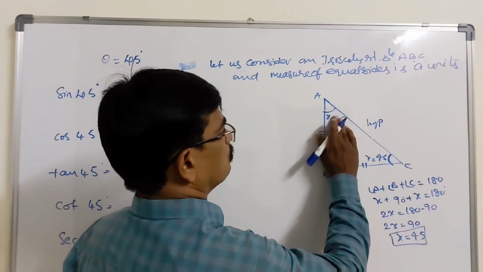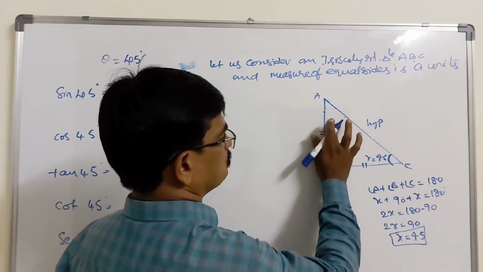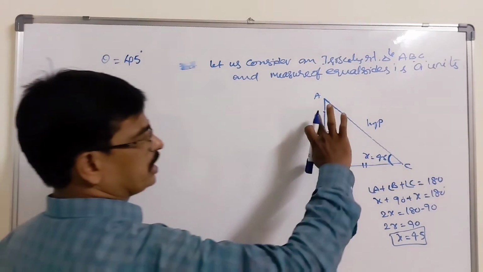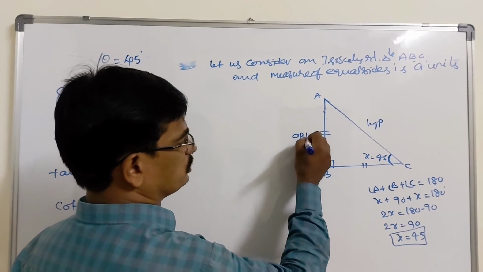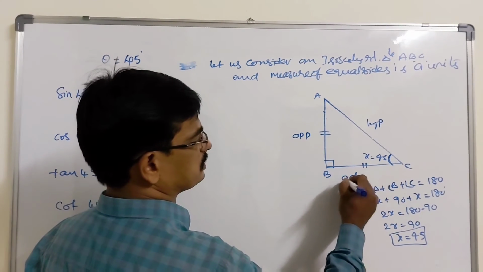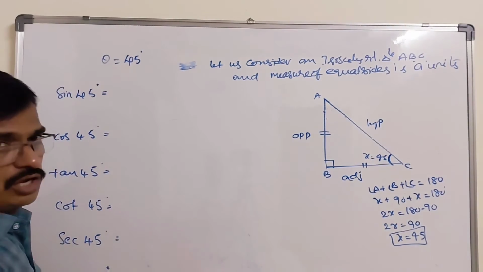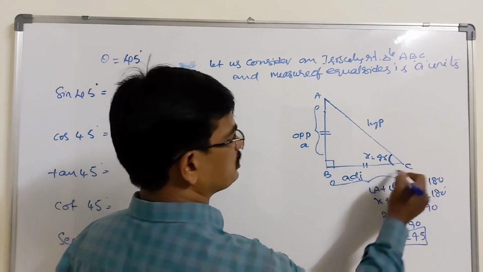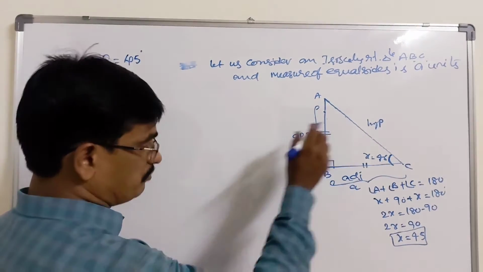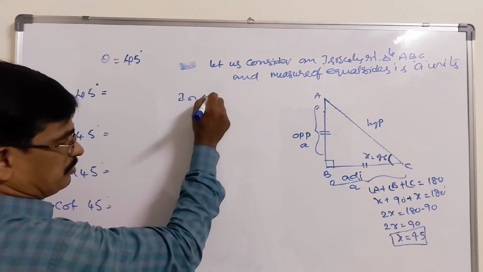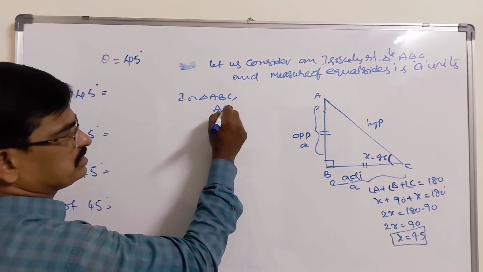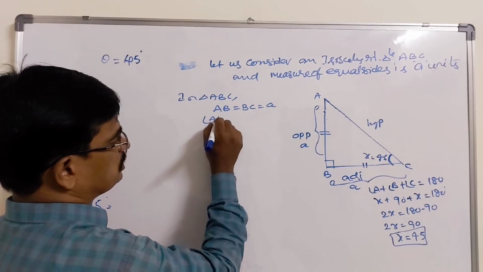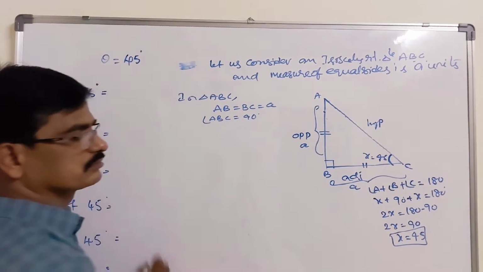Now at A or C, mark at any one place x is equal to 45. Now AB is opposite to 45 degrees, let it be the opposite side, and the leftover side is the adjacent side. Now we have taken length of AB is equal to small a units, and length of BC is equal to small a units. In triangle ABC, AB is equal to BC is equal to small a, and angle ABC is equal to 90 degrees.